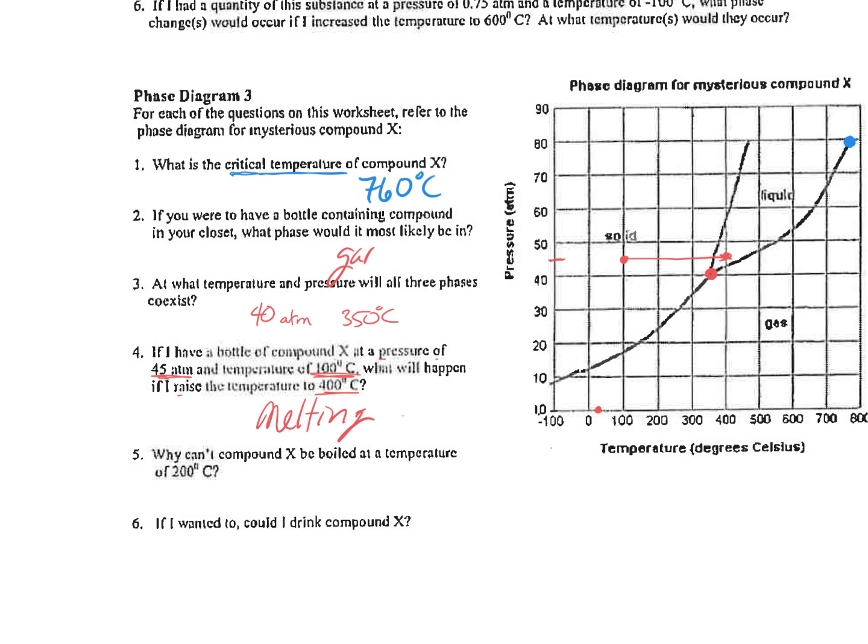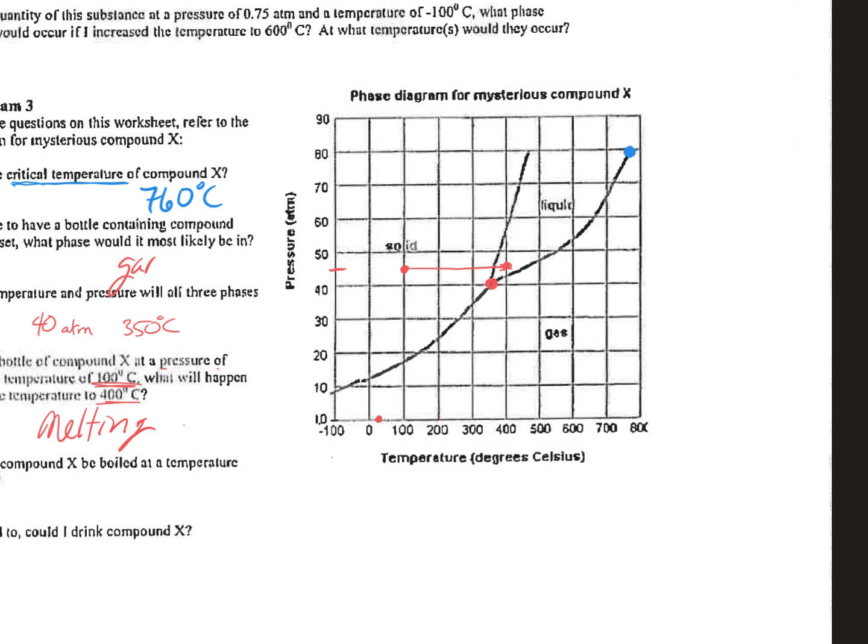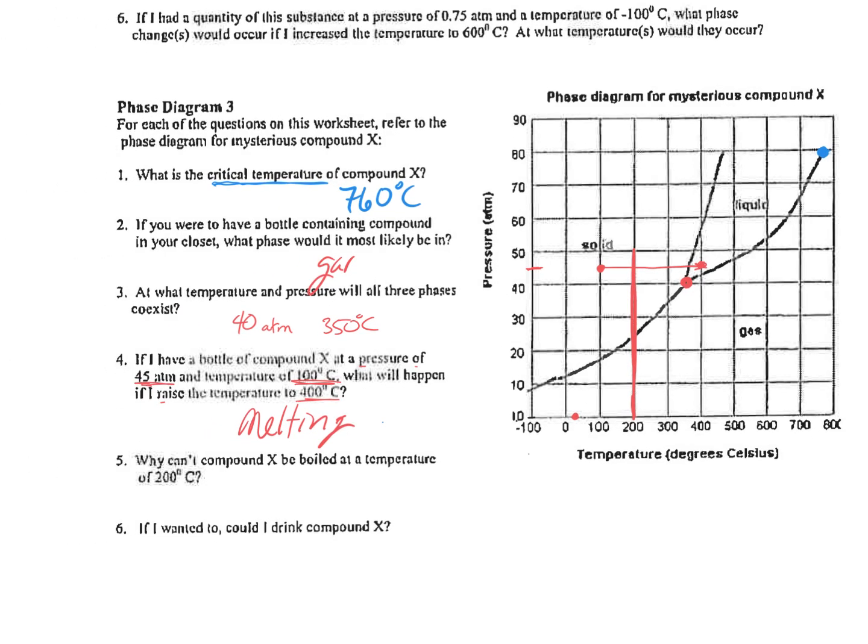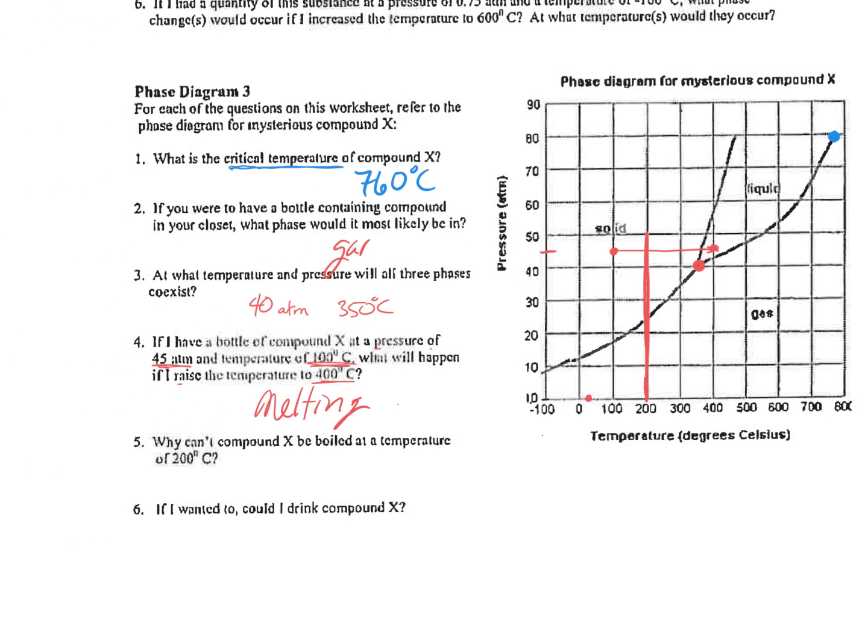Why can't compound X be boiled at a temperature of 200 degrees Celsius? The reason is because this substance will not exist in the liquid phase at that temperature. I'm just going to say that, and I'm not going to write that down. But you can see that we're not going to have a liquid phase, and in order for something to boil, you got to have a liquid.